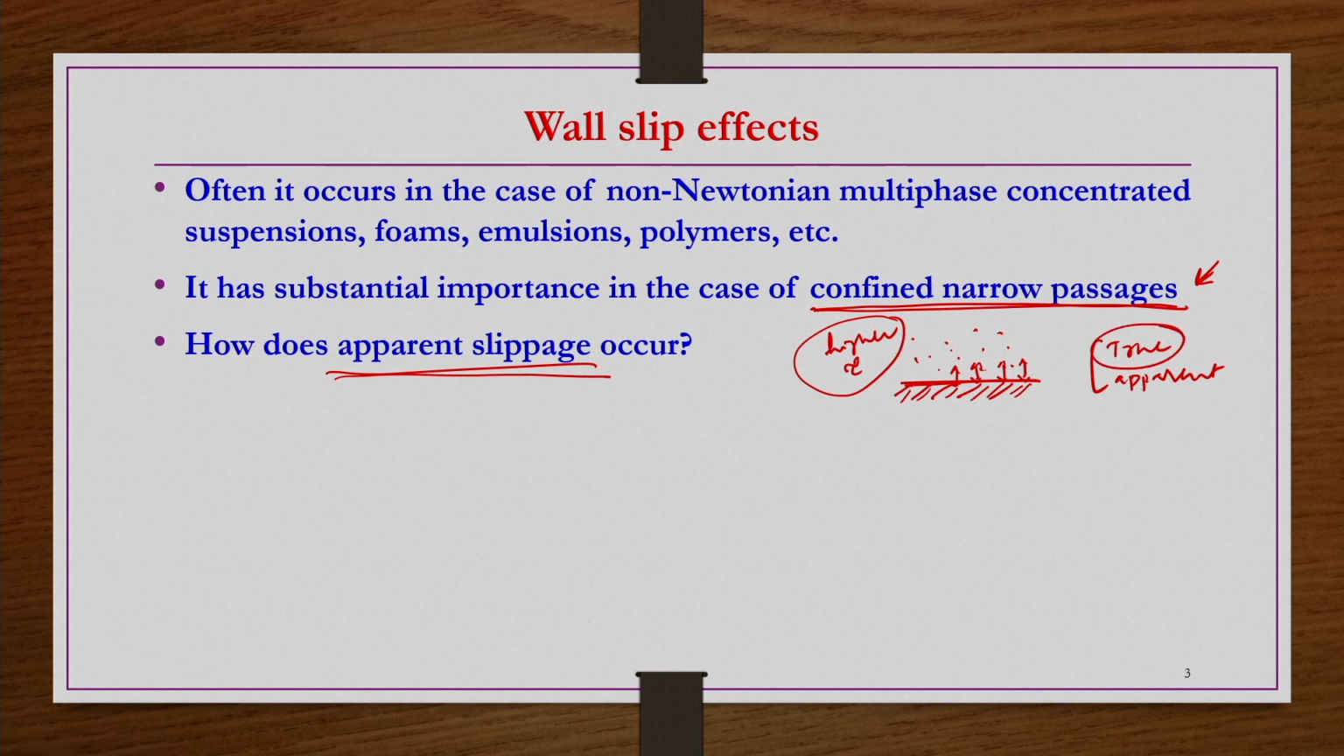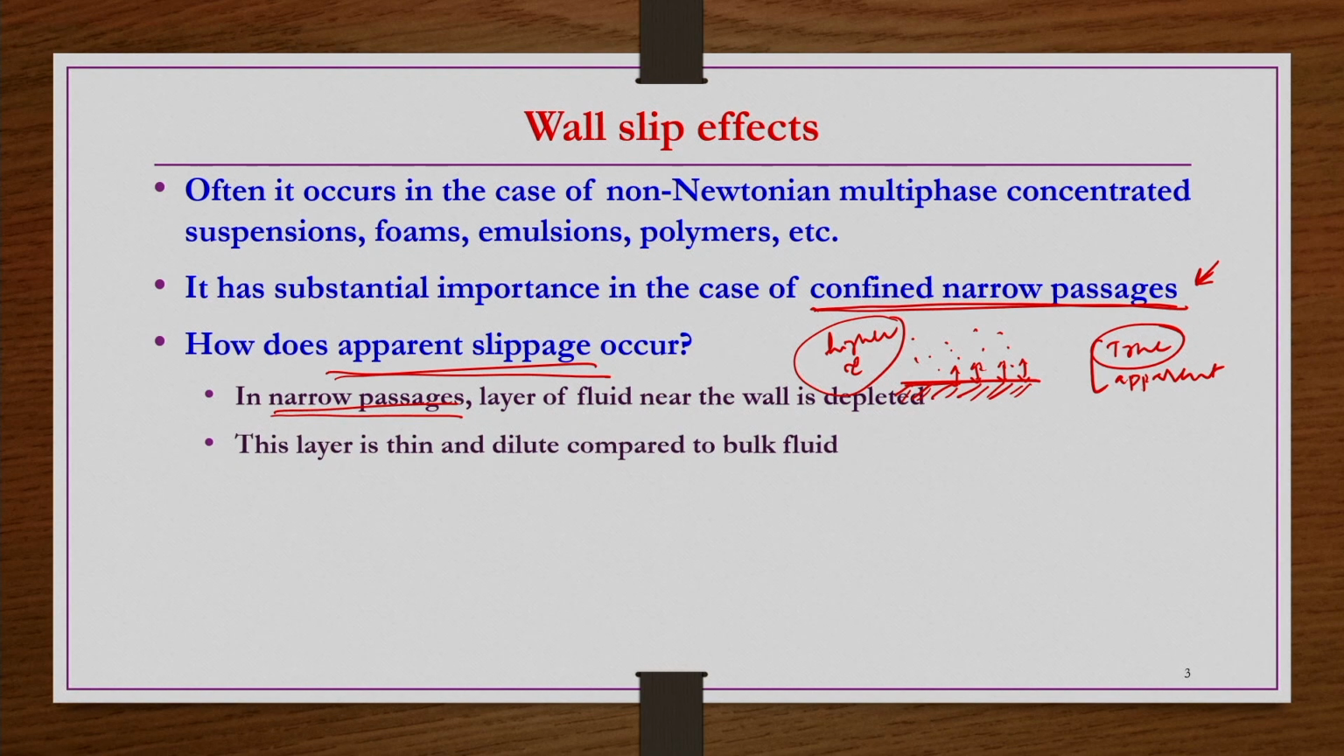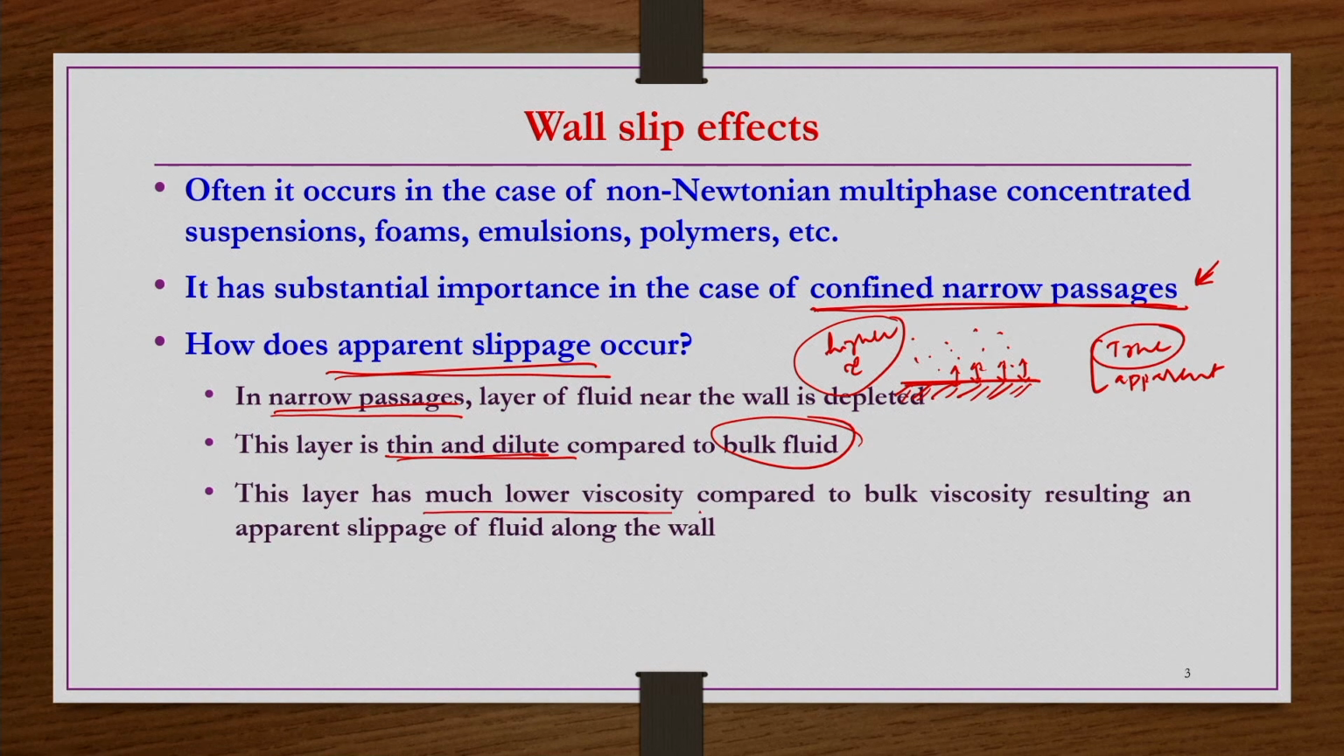But such slippage would also occur in the case of high viscosity fluids like non-Newtonian fluids, concentrated suspensions, etc. What happens in the case of high viscosity non-Newtonian multiphase concentrated suspensions when they are flowing through narrow passages, that is important. When they are flowing through narrow passages, the layer of fluid near the wall is depleted, and this layer is very thin and dilute compared to the bulk fluid. Its viscosity is low, much lower compared to the bulk viscosity, resulting in apparent slippage of the fluid along the wall, right.